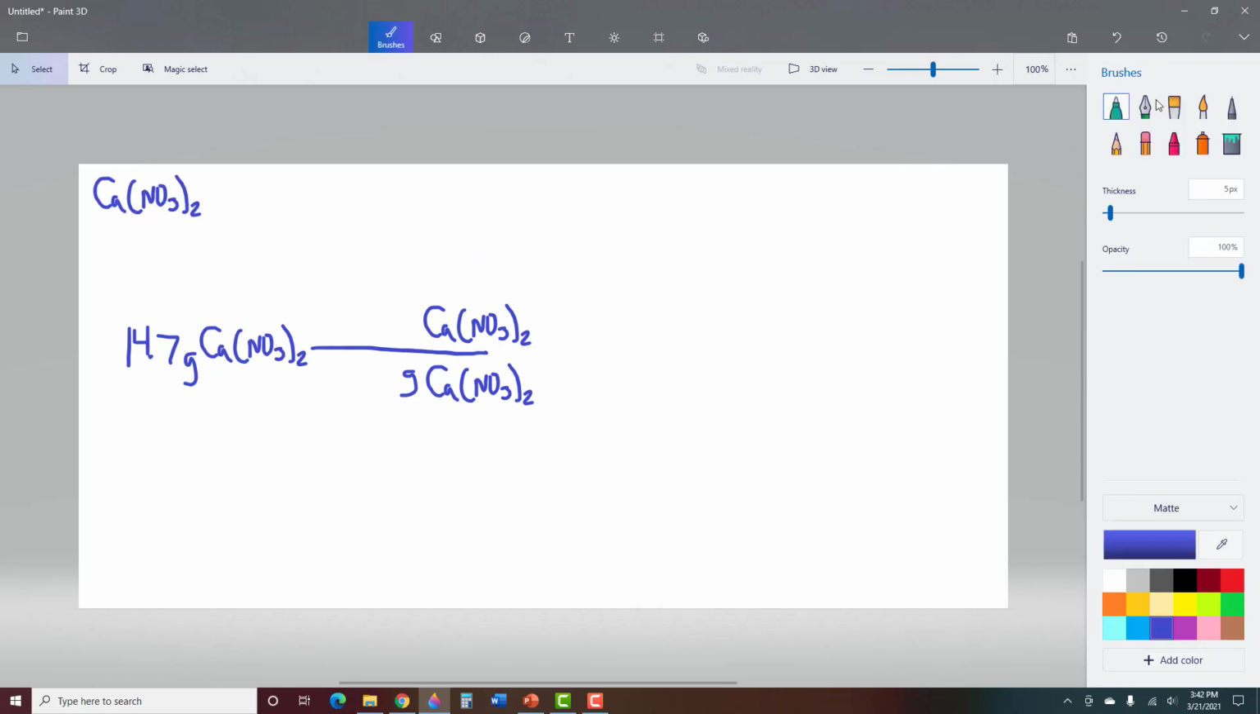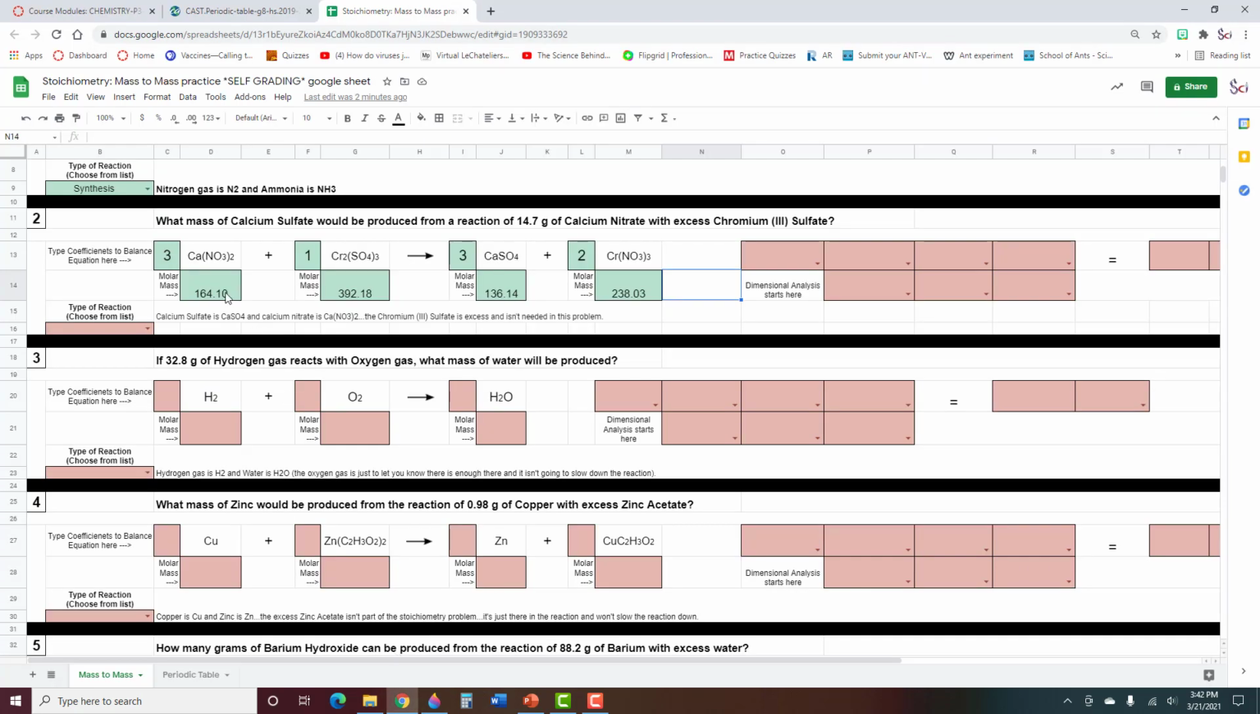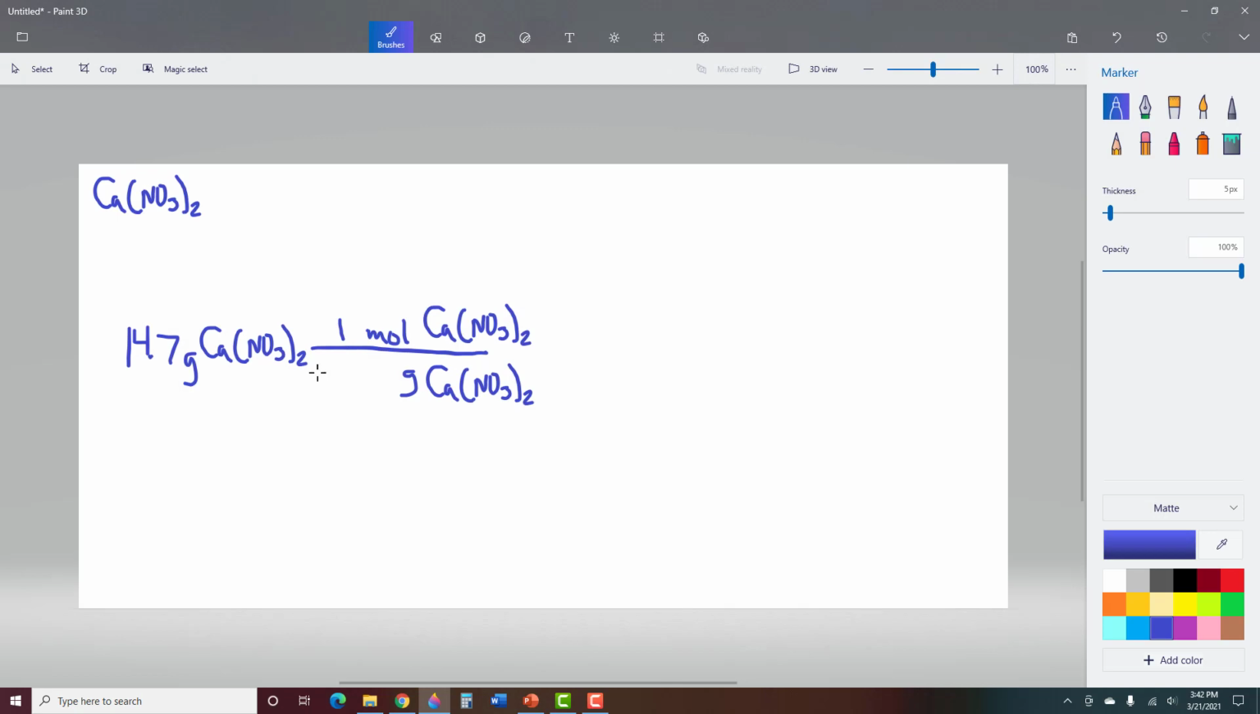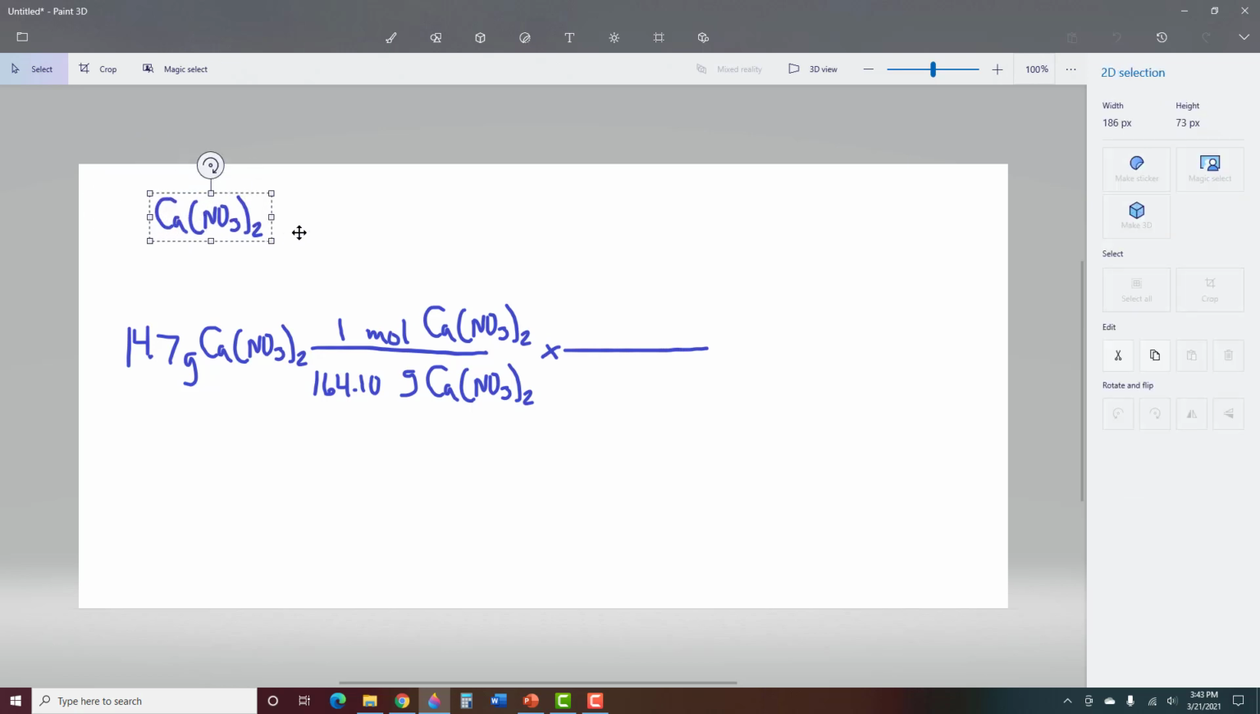Okay, so then on the top here, I'm going to have moles. Gotta go to moles when I start with grams. When grams is with moles, this mole is always 1. This grams always comes from the periodic table in the molar mass. CaNO3 2 I know is 164.10. So 164.10. Next division bar.